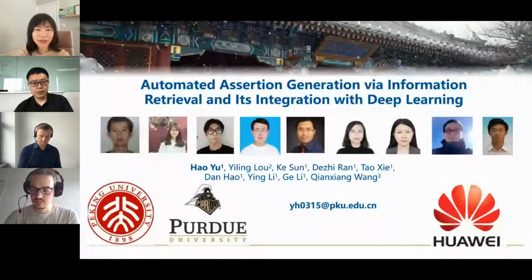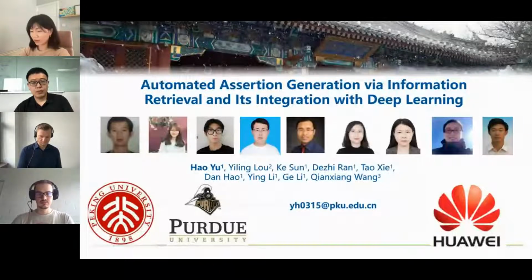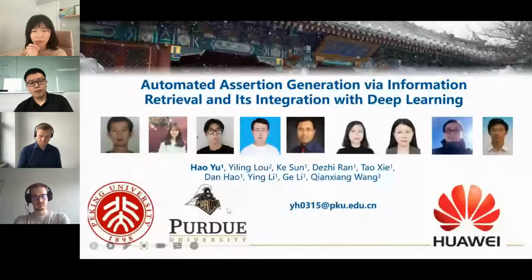Hello, everyone. I'm Hao, a second-year PhD student from Peking University. And the title of our work is Automated Assertion Generation via Information Retrieval and its integration with deep learning. This work was done in cooperation with Peking University, Purdue University, and the Huawei company.